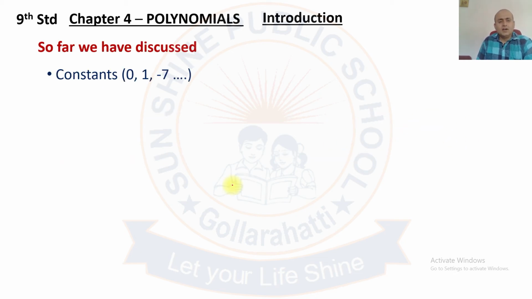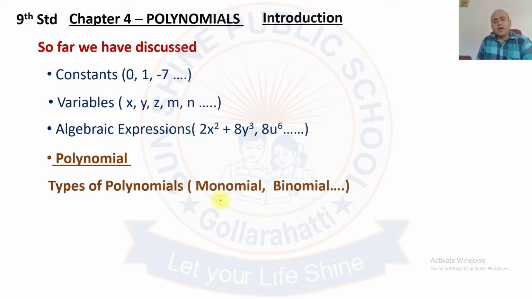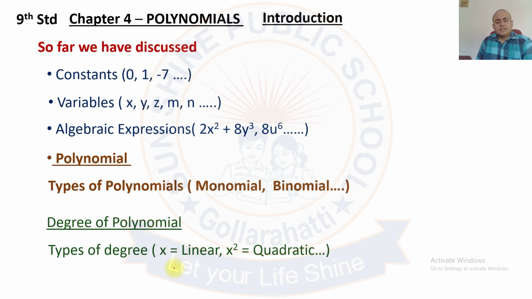So far we have discussed constants. A constant, that is 0, 1, minus 7, has a fixed value. Variables can be written as small letters of the alphabet and do not have a fixed value. An algebraic expression is a combination of constants and variables. Polynomials have types such as monomial and binomial. And by degree, x is a linear polynomial, x square is quadratic, x cube is cubic and x to the power 4 is biquadratic.